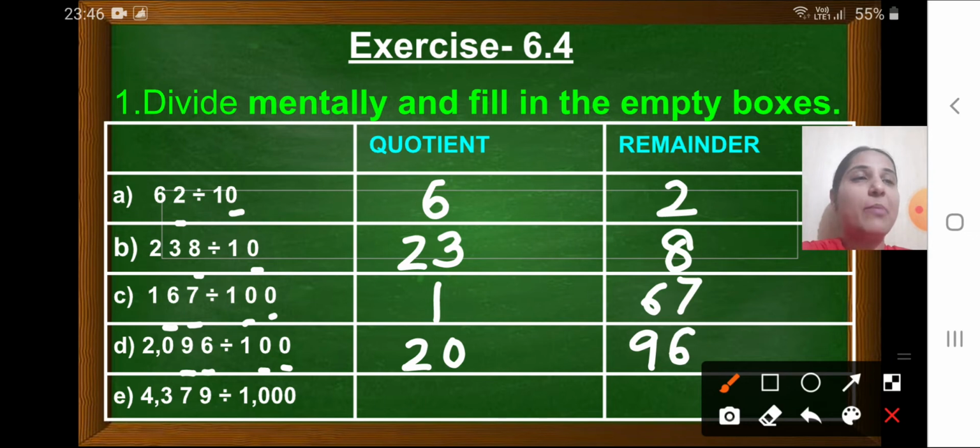4379 divided by 1000. So how many zeros are there? 1, 2, 3 zeros. So in the dividend we will start from ones place. So 1, 2, 3. It means 379 is the remainder, whereas what will be the quotient? Yes, quotient will be 4 here. Got it children? So in this way these are the questions from your textbook. So you will solve them in the textbook.